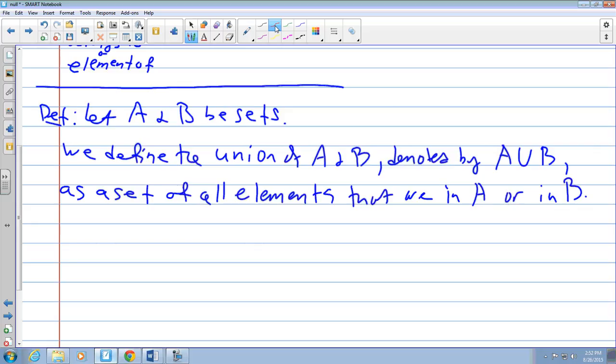But anyways, the key word here is or. Or means it's here or there.